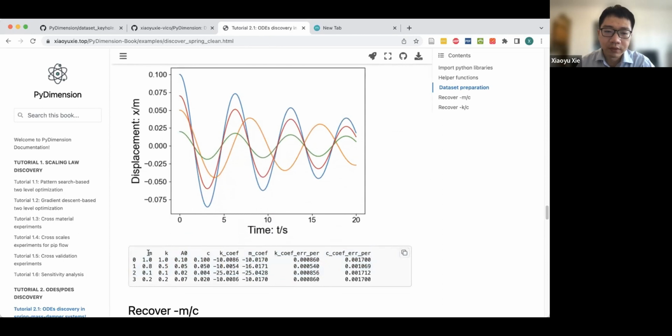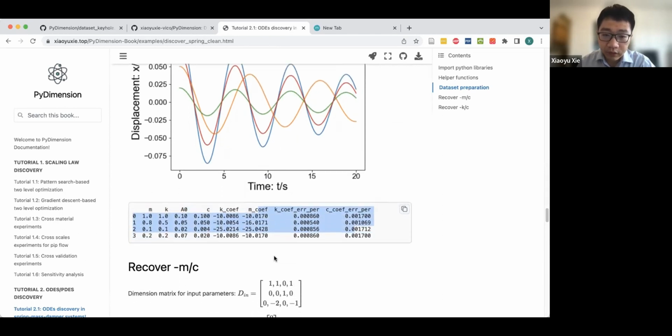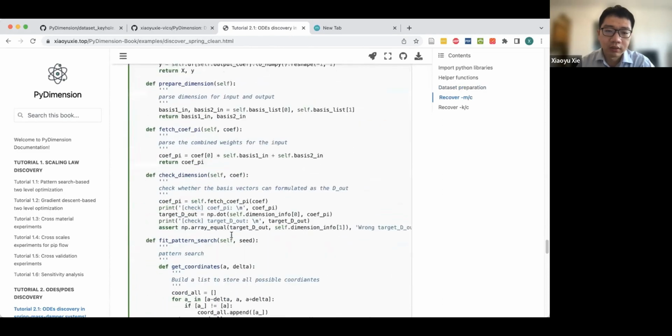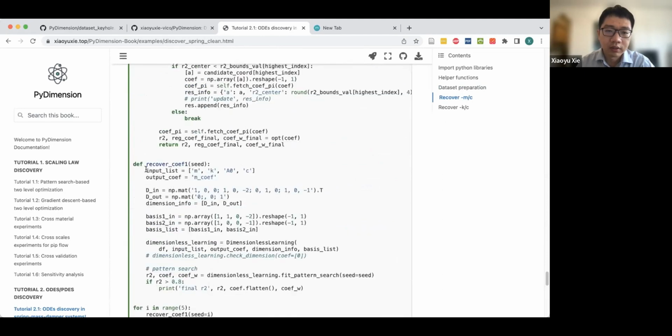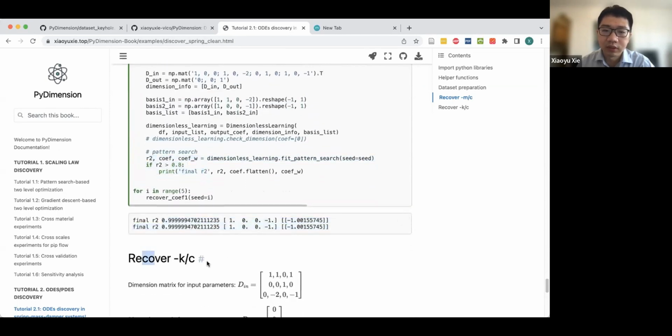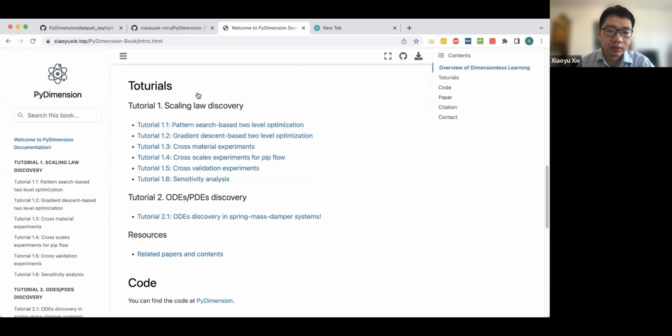And this is an overview of that. These 4 columns involve different parameters, and these 2 involve the non-zero coefficients discovered. After that, we can recover the coefficient for the first one, and you can directly run it, set the input parameters and output parameters, and build the dimension matrix for the input and also for the output. Basically, find the basis vectors, do the optimization, and find the best coefficient. And we can do the same thing for the second coefficient. If you want, you can run this code, and we have some tutorials for it.